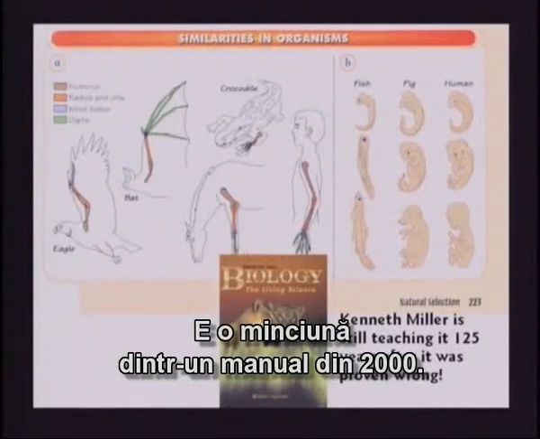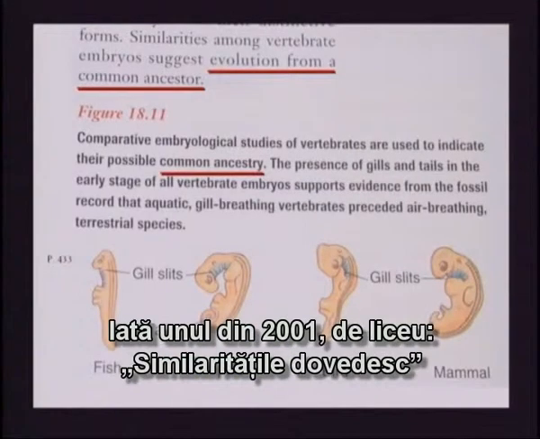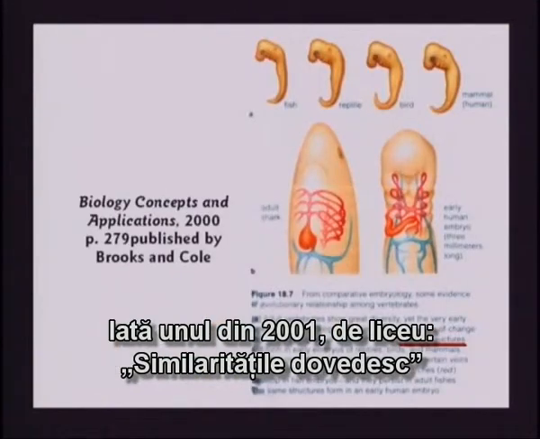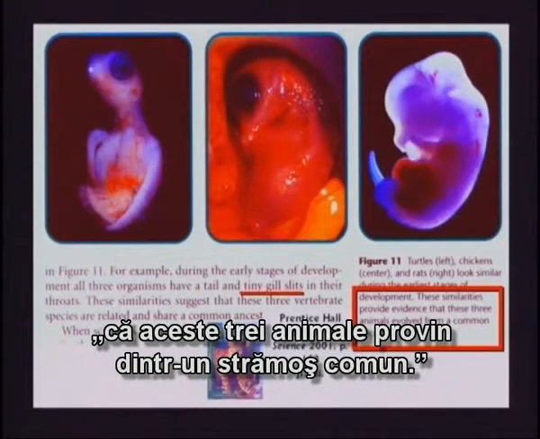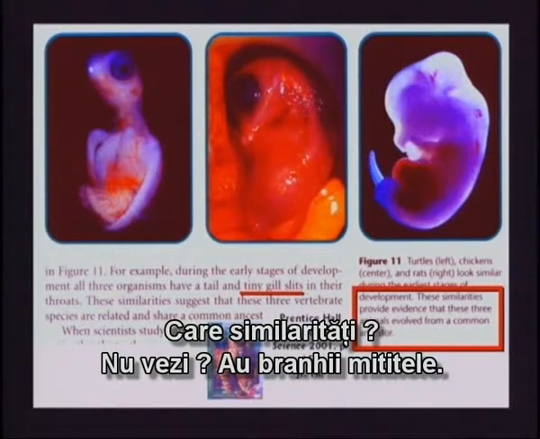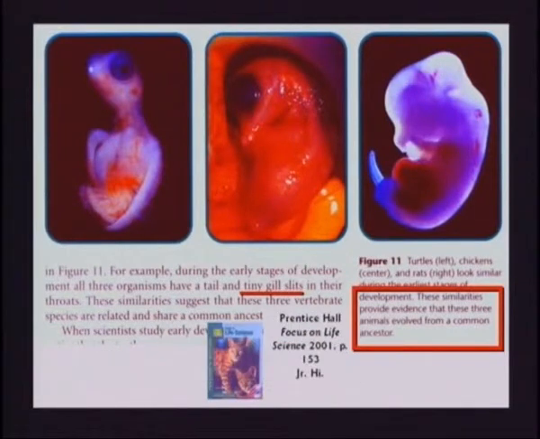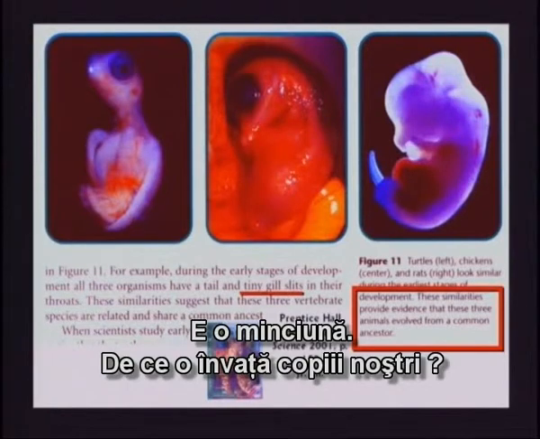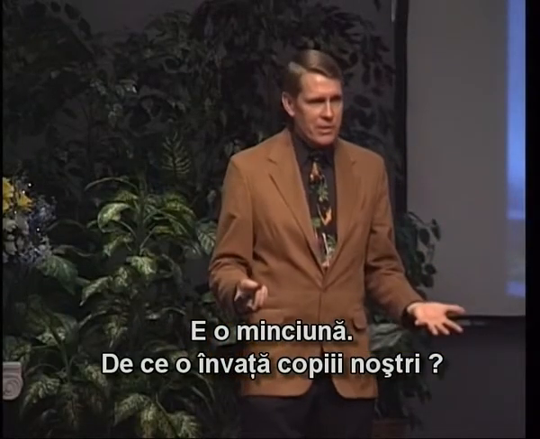Here's a year 2000 textbook teaching it, a 2001 junior high textbook. The similarities provide evidence that these three animals evolved from a common ancestor. What similarities, teacher? Don't you see they have tiny gill slits? Folks, this is a lie. Why are we still teaching this to our kids?